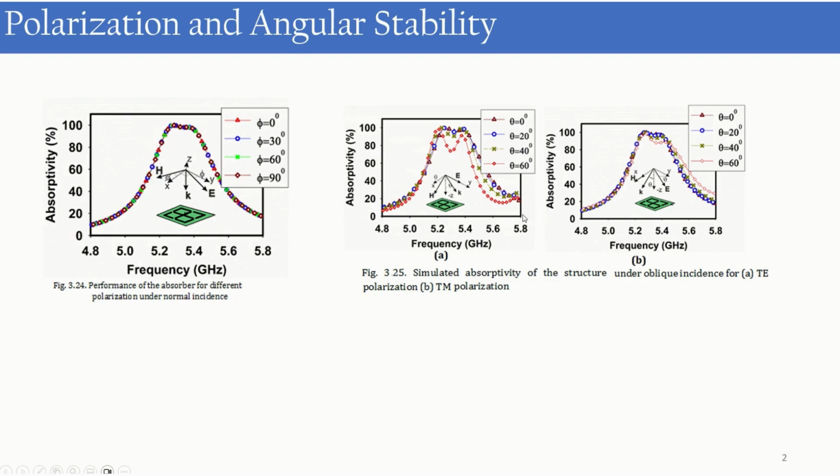And this shows the angular stability for TE and TM polarized waves. Here you can see how the incidence angle is changed and the results are obtained. So this video explains how these plots are obtained in anechoic chamber measurements.